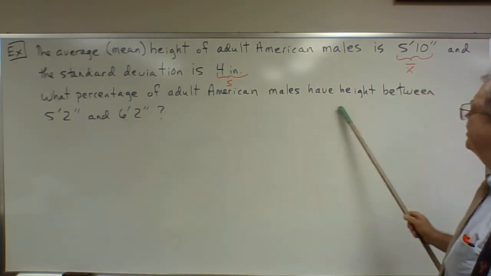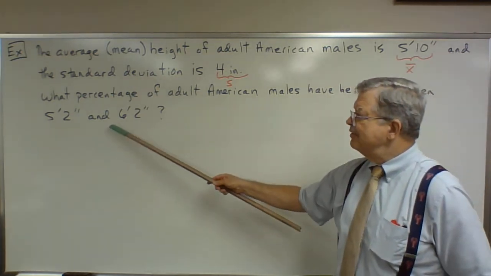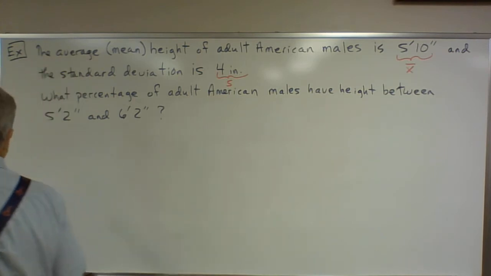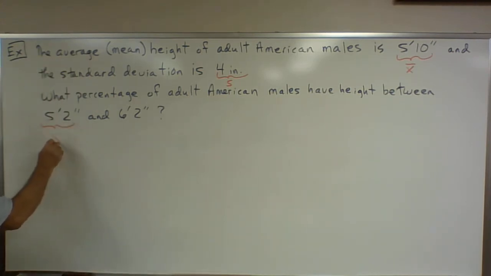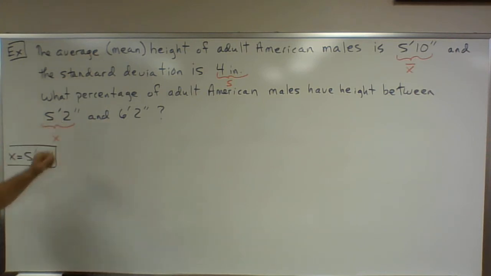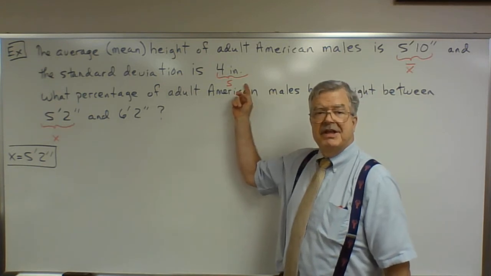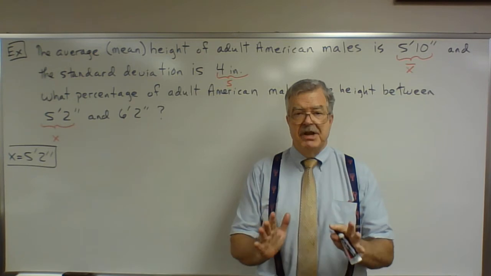What percentage of adult American males have height between 5'2" and 6'2"? And the first thing that we did was we took this 5'2" and we called it X. We said, let 5'2" be our X. And what we did was we took 5'2" and we wanted to write this height in terms of our mean X bar and in terms of our standard deviation S, so that we could use that empirical rule.